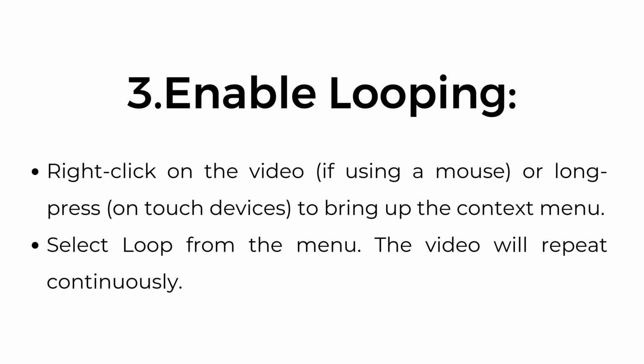Enable looping. Right-click on the video if using a mouse, or long press on touch devices to bring up the context menu. Select Loop from the menu. The video will repeat continuously.